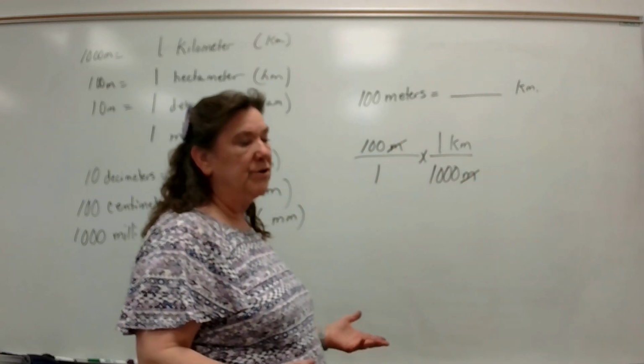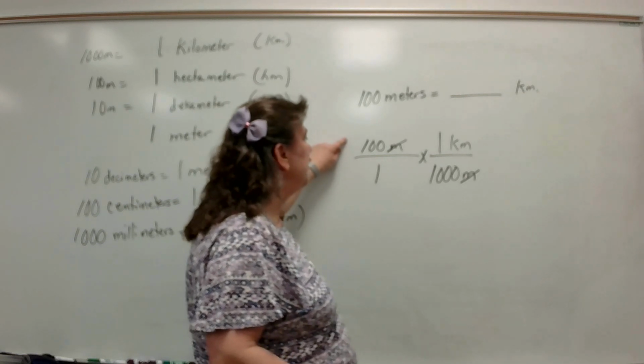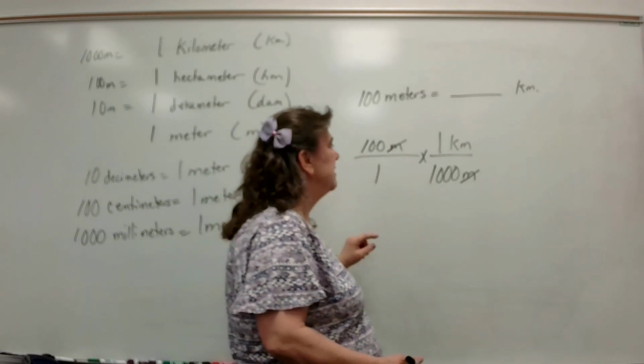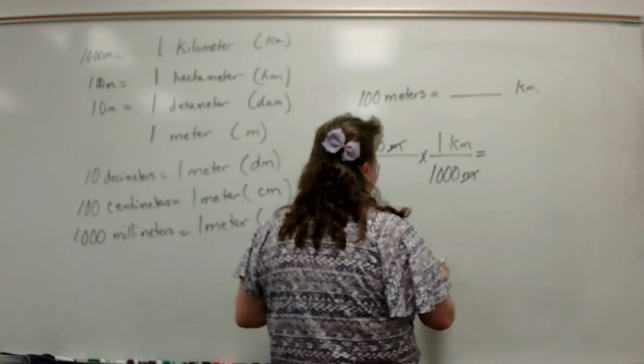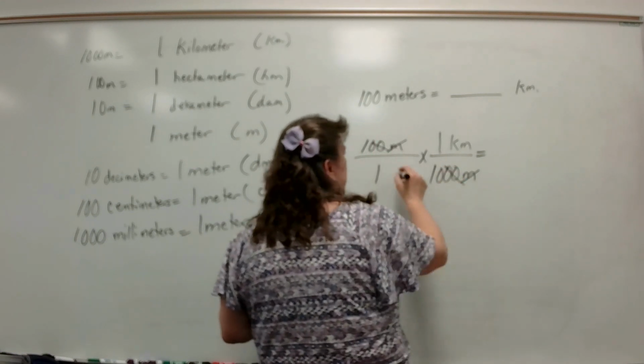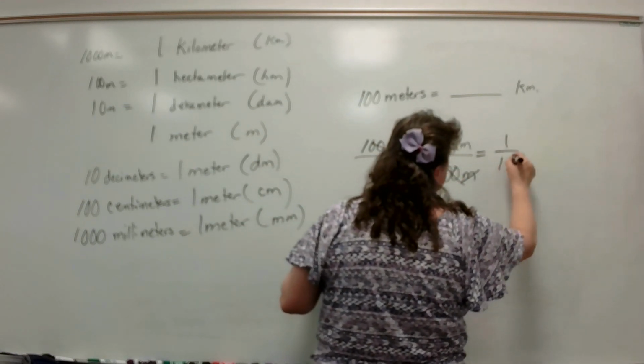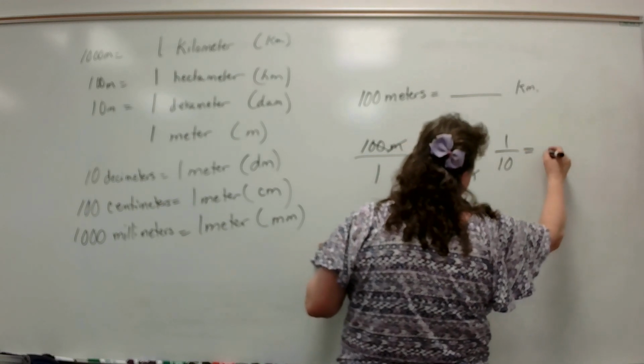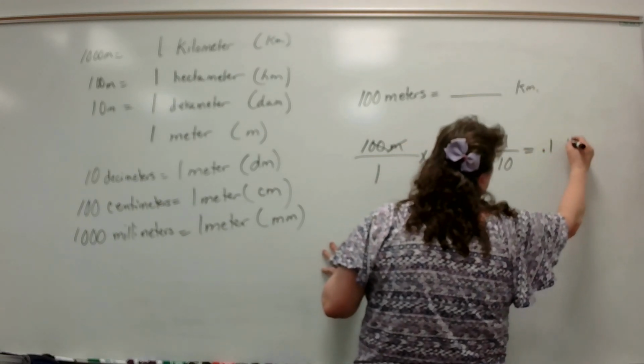Meters divided by meters is 1. So 100 divided by 1,000 is going to give you what? Well, 2 zeros, 2 zeros. You have 1 over 10, which is 1/10, so this is 0.1 kilometers.